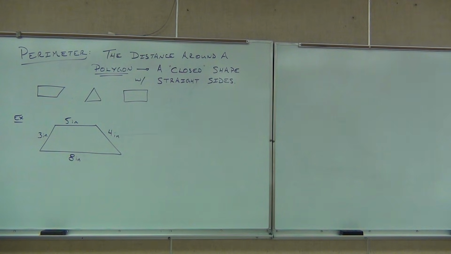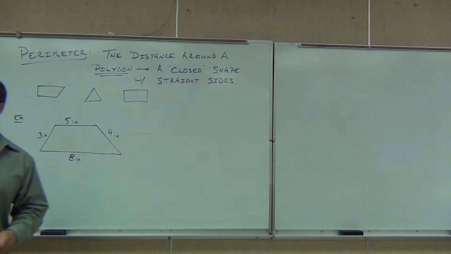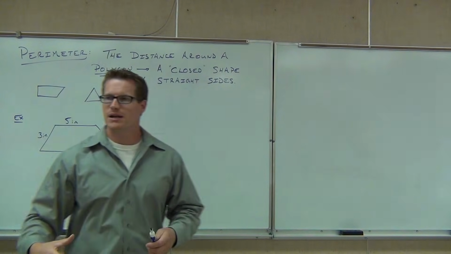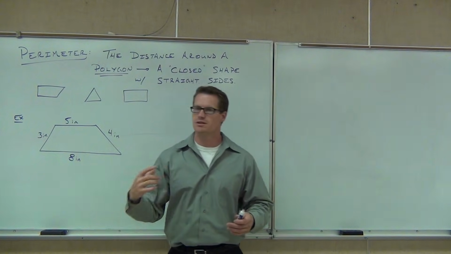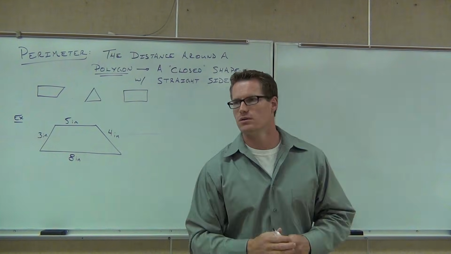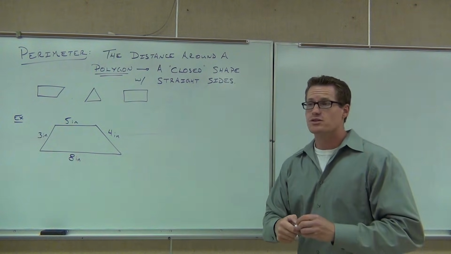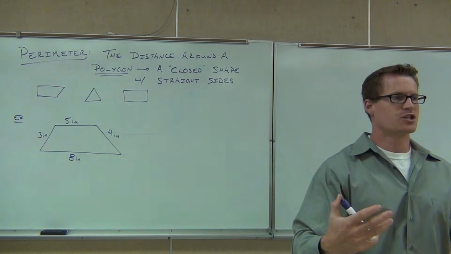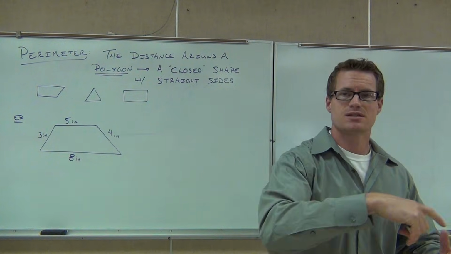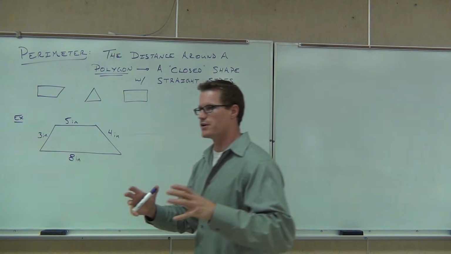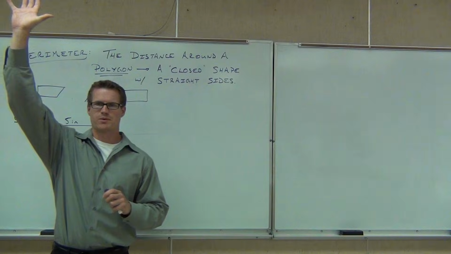Can someone on my right side of the room explain to me how you would go about finding the perimeter, or in our case, the distance around this figure? What would you do? Yeah, that's one way to find the perimeter. So perimeter is just you take those sides, you add up the distances, and that gives you the total distance around that figure. Raise your hand if you feel okay with this perimeter concept.